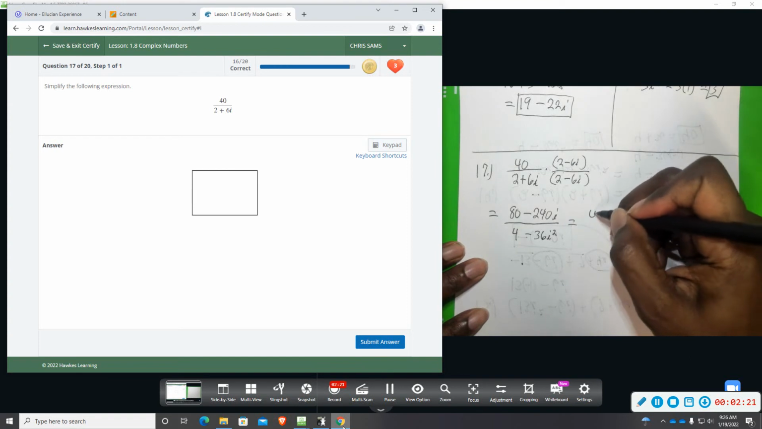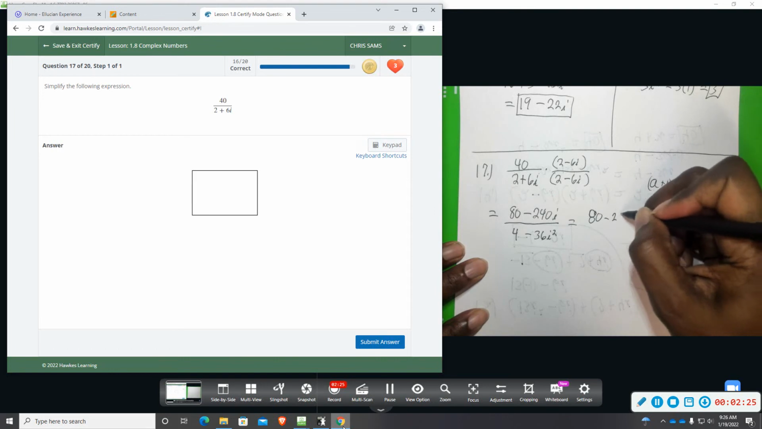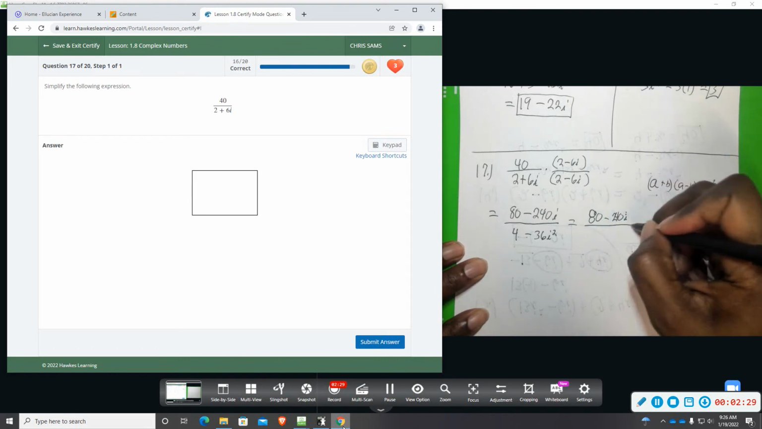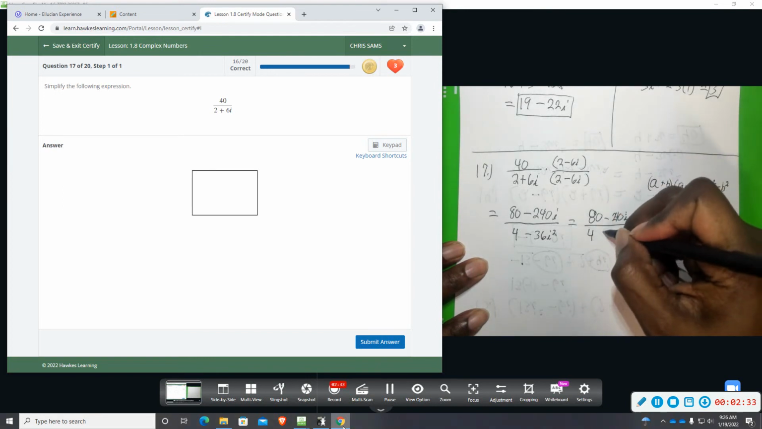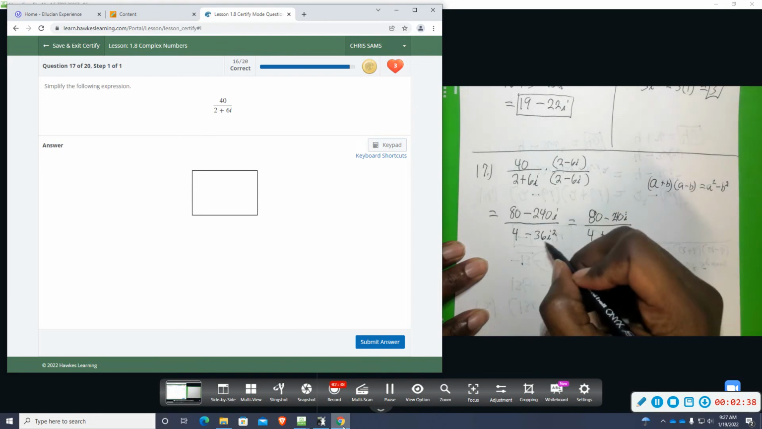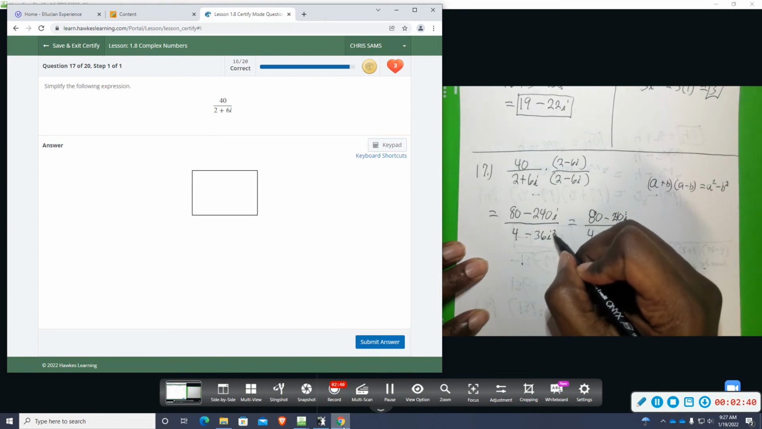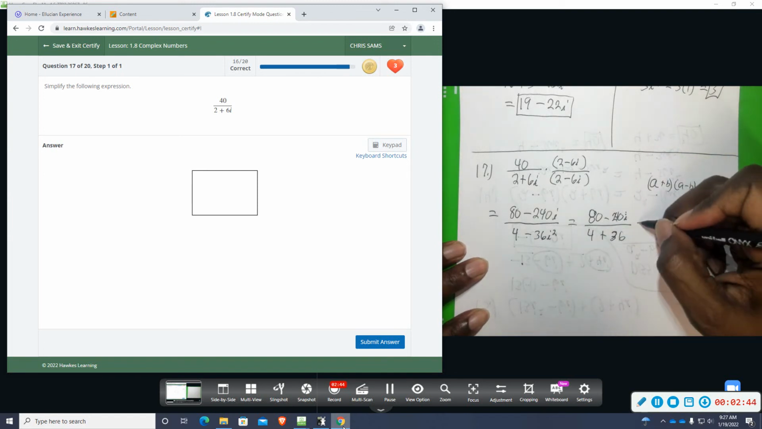So the top is going to stay the same, 240i. The bottom will become 4 plus 36. So why plus? Remember, i squared is -1. -1 times a negative is a positive. Therefore we get plus 36.